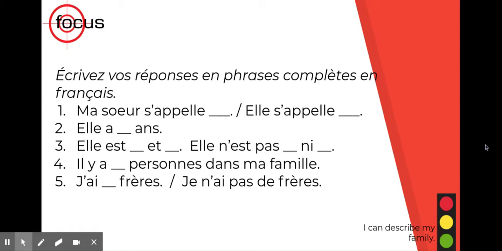For number 5, you can have j'ai, and then the number of frères. Or if you don't have any brothers, you should have written je n'ai pas de frère. Je n'ai pas de frère.